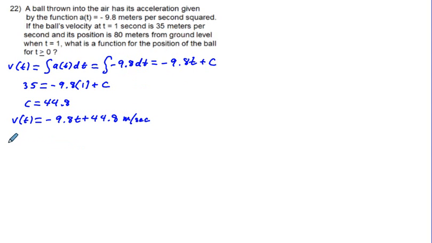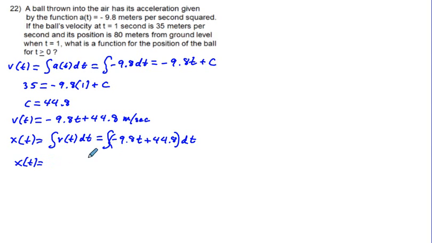And next for position, x of t is equal to the integral of v of t dt, which is going to be equal to the integral of negative 9.8 t plus 44.8 dt. And just working that out, x of t is equal to negative 9.8 t squared divided by 2 plus 44.8 t plus c.